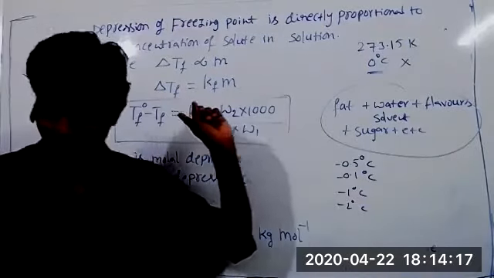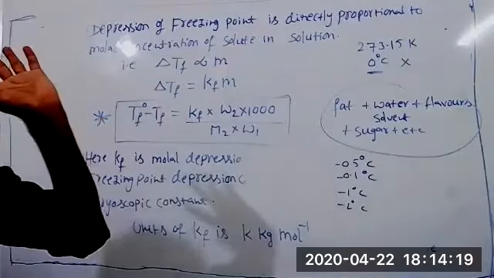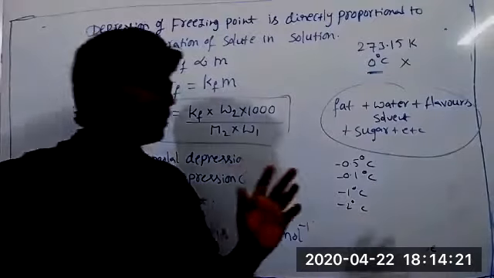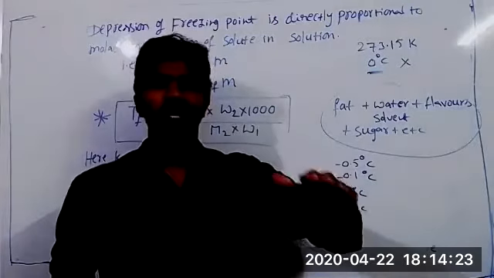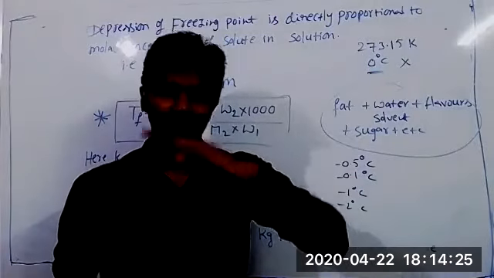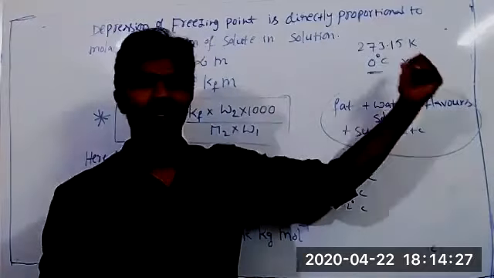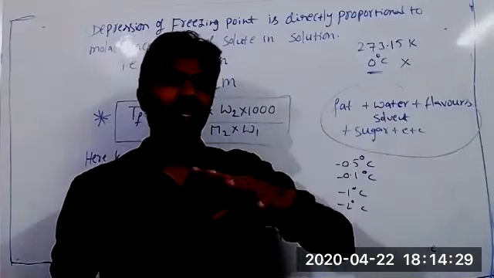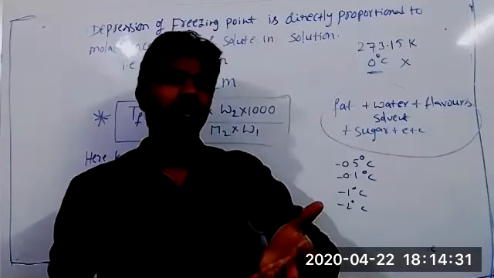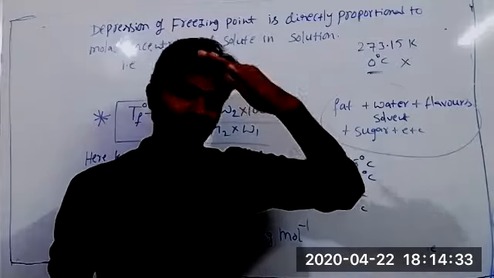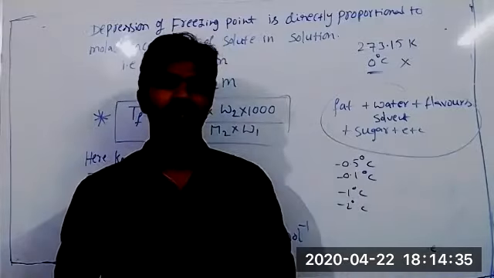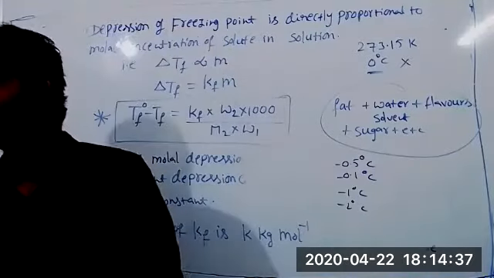Got the point here? Any doubt? To make solid from a pure solvent, in the case of water, only 0 degree centigrade is sufficient. To make solid from a solution, we must decrease the temperature below 0 degree centigrade. That is only depression of freezing point.